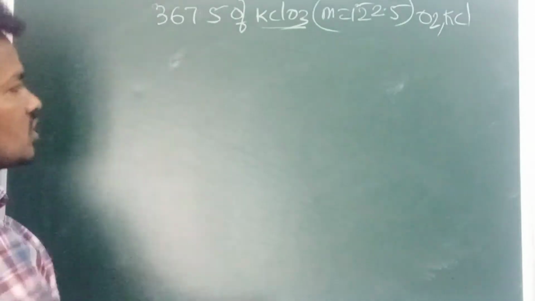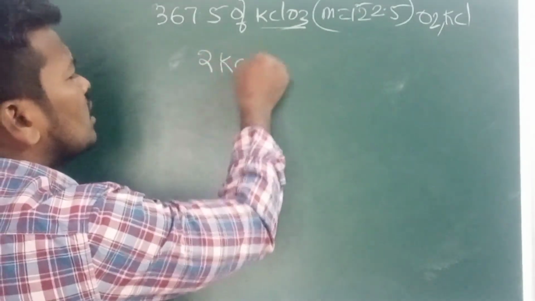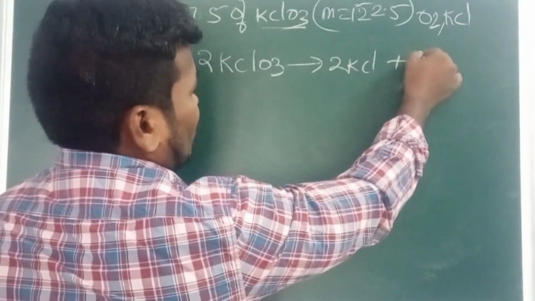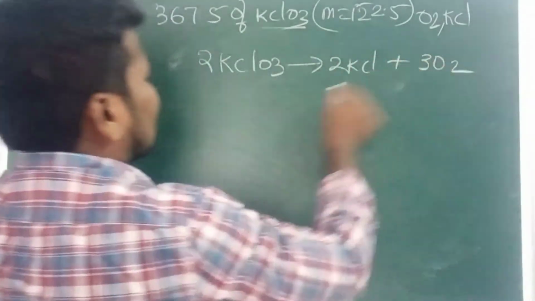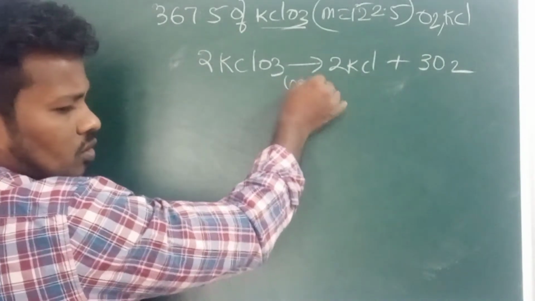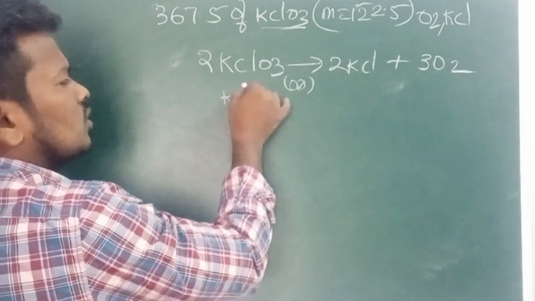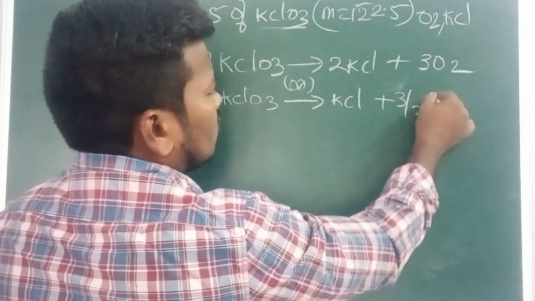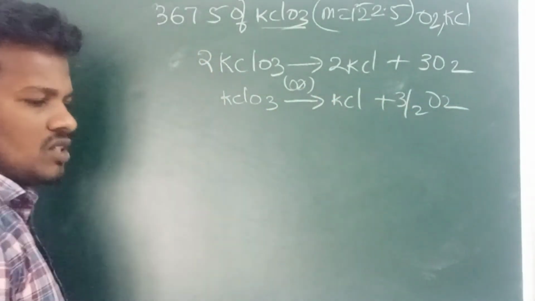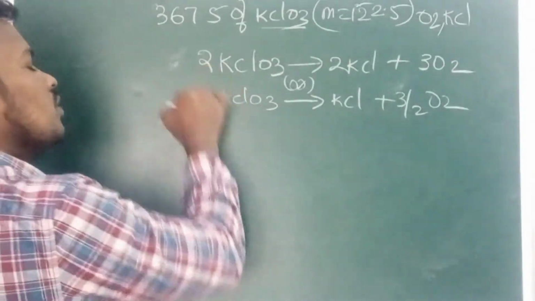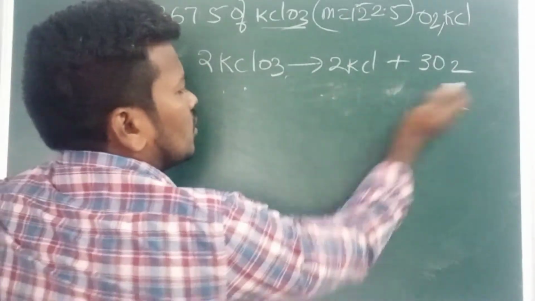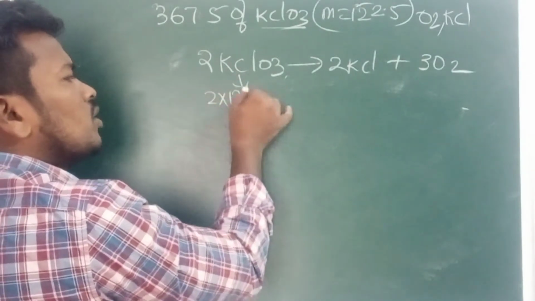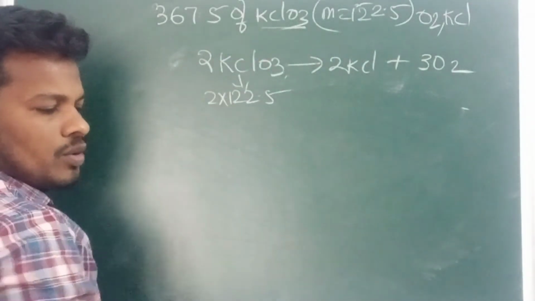So now what we have to do, first of all write the equation. We know 2 KClO3 gives 2 KCl plus 3 O2. Otherwise you can go like this also: KClO3 gives rise to KCl plus O2. Whatever it may be, both are similar only. So now I will go with this equation. So 2 KClO3, so 2 into 122.5. Already they have given, no need to calculate it.